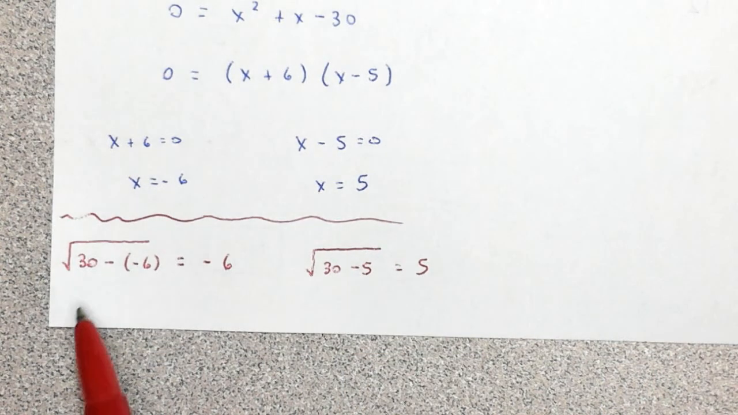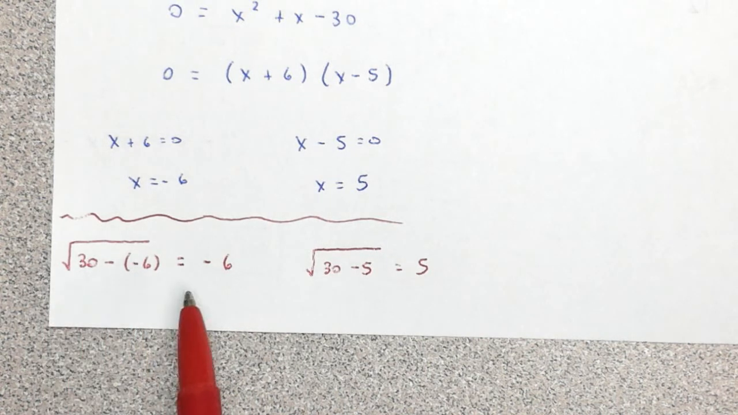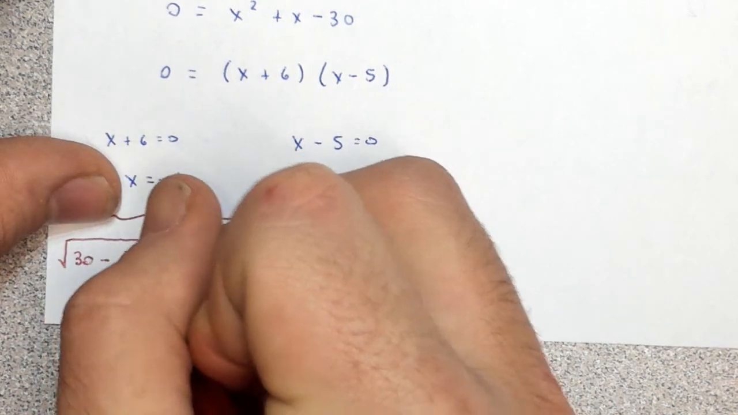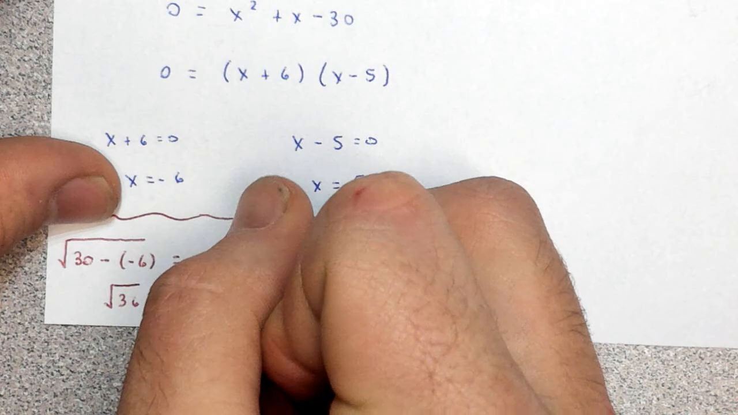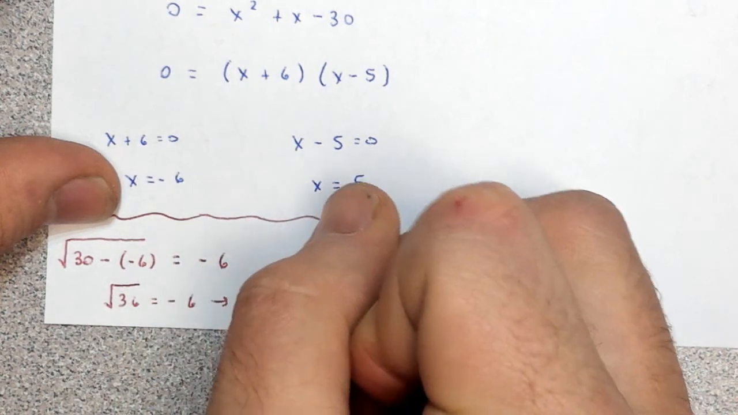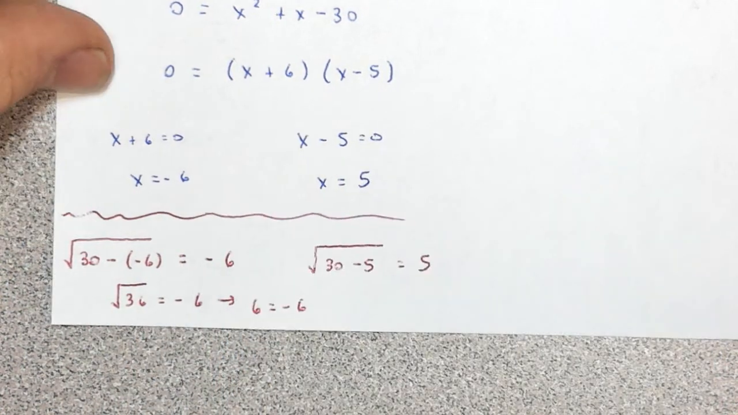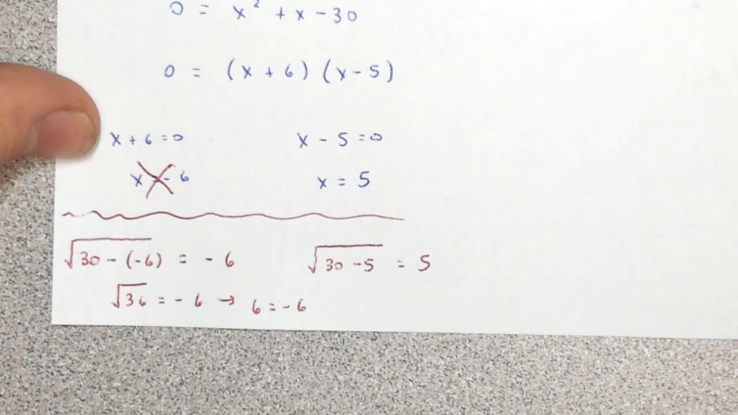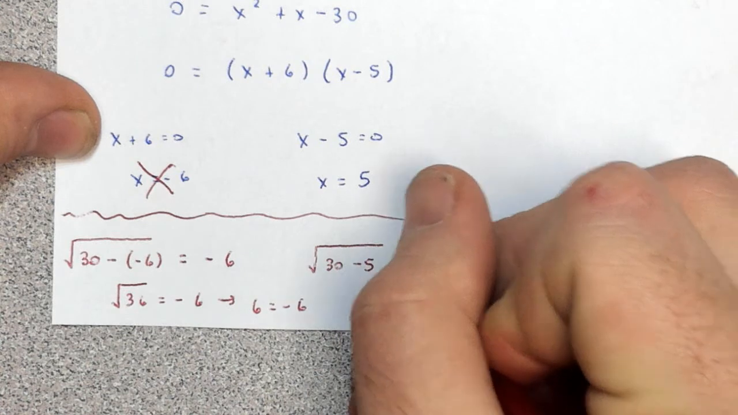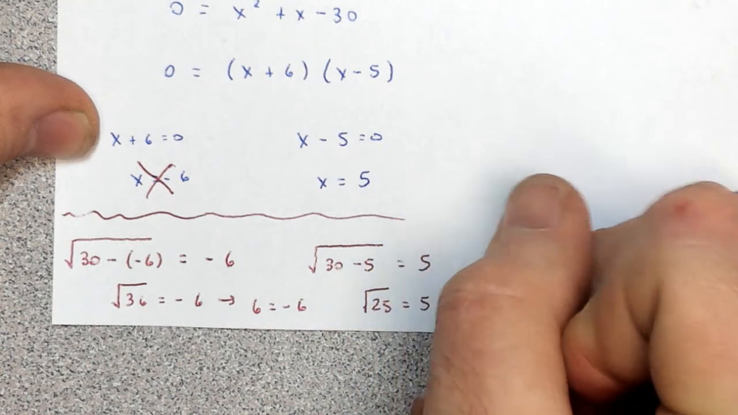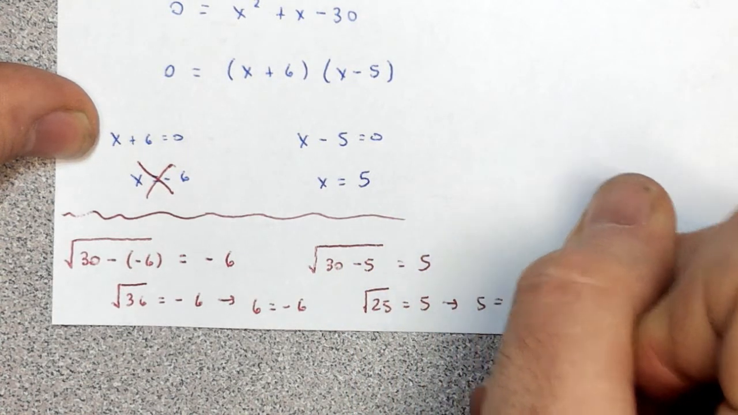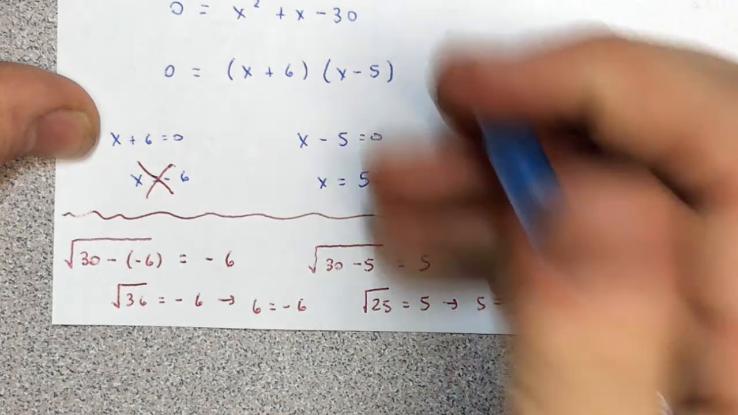Let's do this one first, and it should be done by hand. Minus a negative turns it into a what? 30 plus 6 gets me 36. Square root of 36 is what? So is a positive 6 equal to a negative 6? Nope, that one's out. So same thing here. 30 minus 5 gets me what? Square root of 25 is what? 5 is equal to 5. There's my solution.